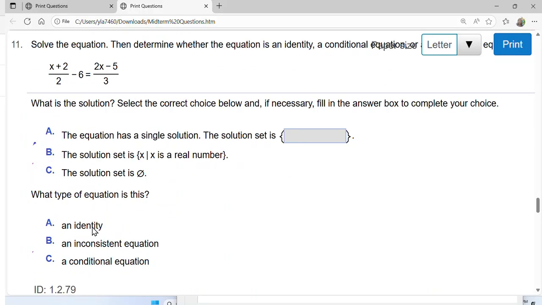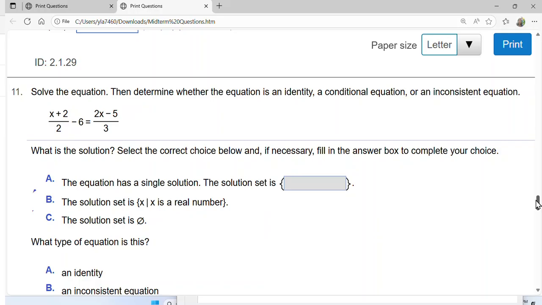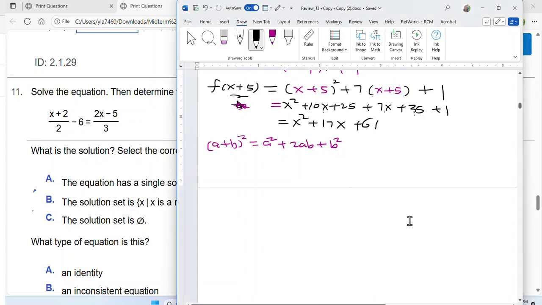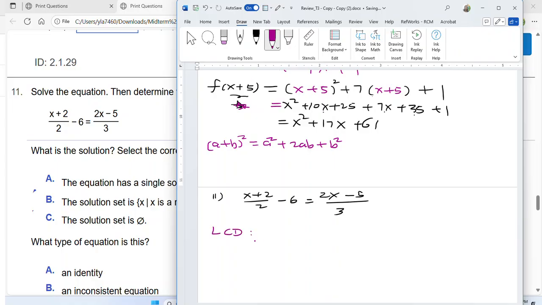Let's solve this one right here. We have (x plus 2) over 2 minus 6 equal to (2x minus 5) over 3, right? And I usually say, if you do not like the fraction, get rid of the fraction. How do you get rid of the fraction? Times the least common denominator, or LCD. So 3 and 2 don't have any common factor, so I'm going to multiply 3 and 2 together, so 6. So my LCD will be 6. I'm going to multiply the left-hand side and the right-hand side by 6, and that way I will be able to get rid of them.